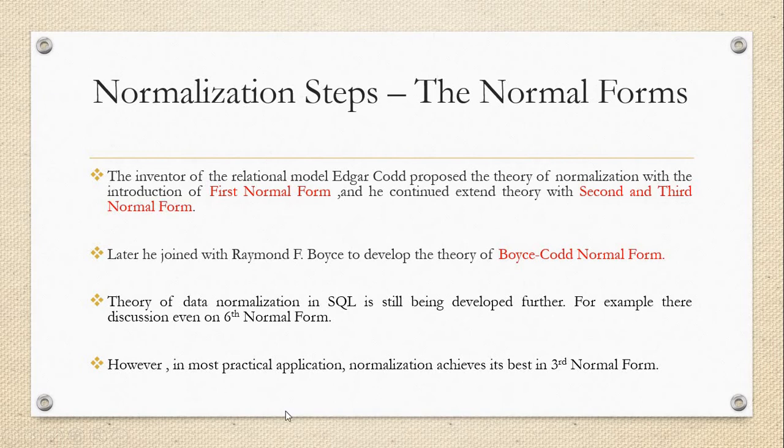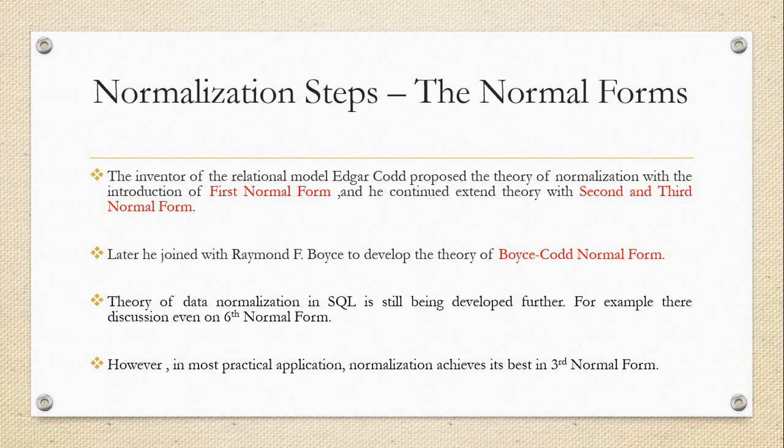Who developed the normalization, what levels or forms are available, just make a note of that. Edgar Codd is the developer of the normalization theory, and he developed the first normal form, second normal form, and third normal form. Later on he joined with Raymond Boyce, and they developed the BCNF. BCNF stands for Boyce-Codd normal form. Make a note of that.